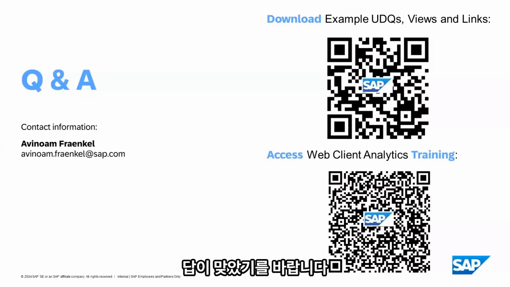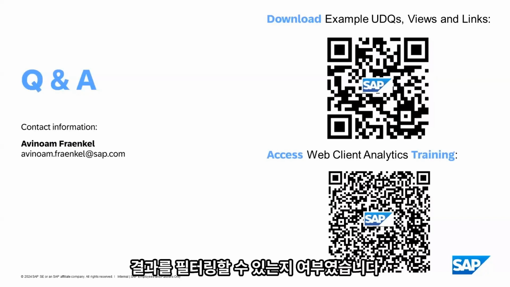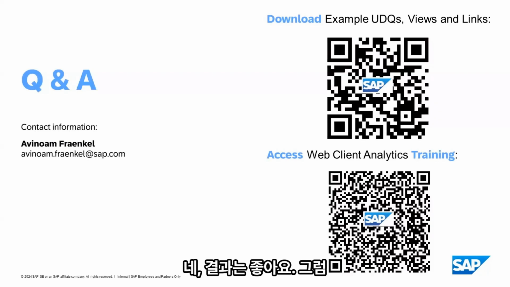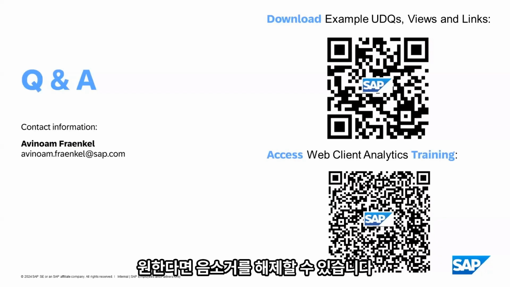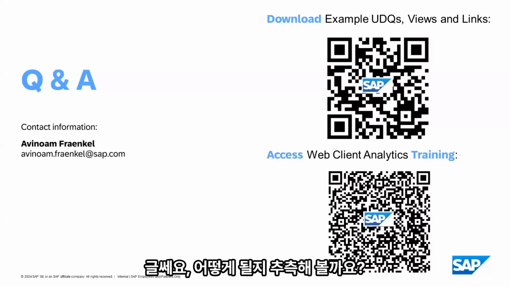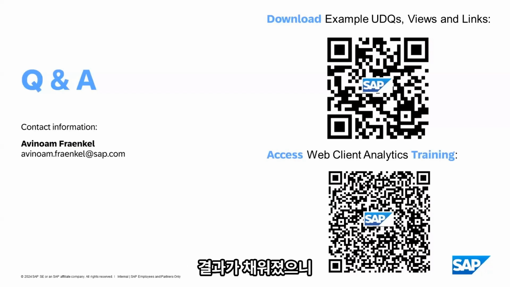Great. And the next question was, can we filter the results with some special criteria? Can we filter the results? Yeah, the results. Okay, I'm not sure. If the person wants to raise their hand, we can unmute them. Well, let's try and guess what it is. So, filter the results.